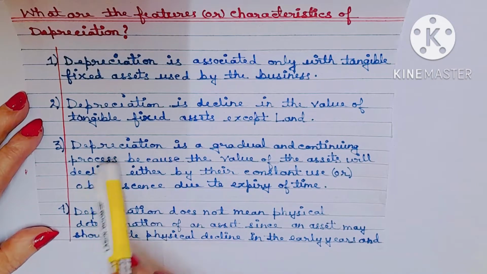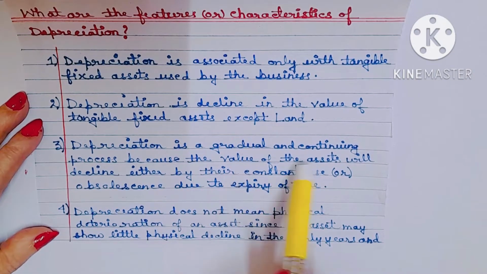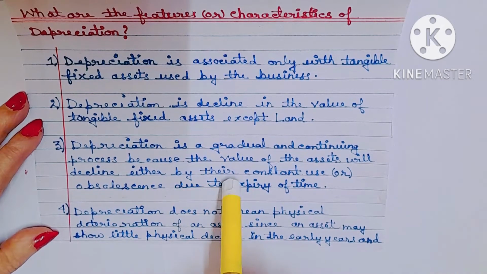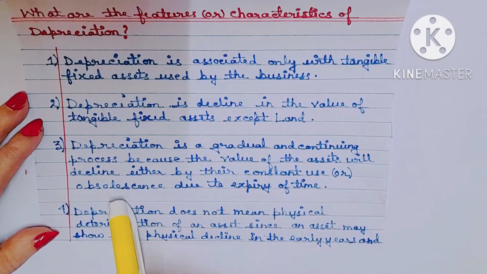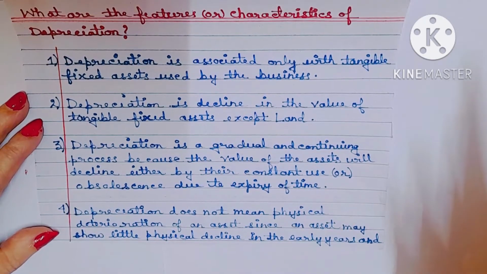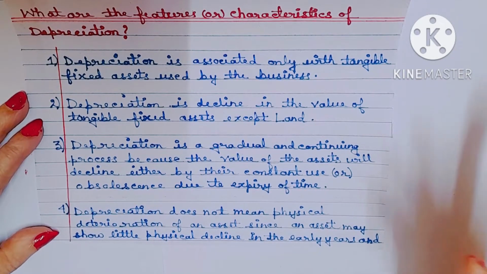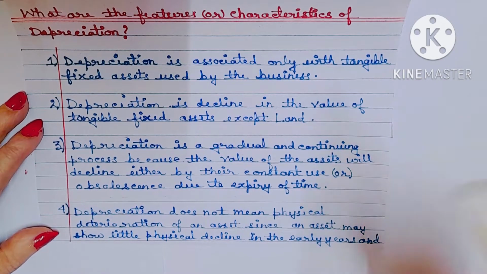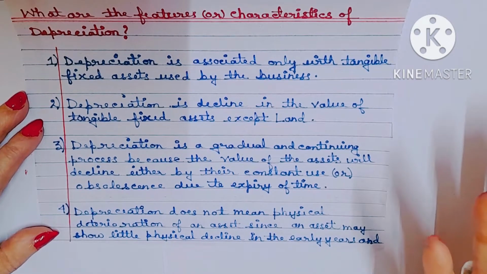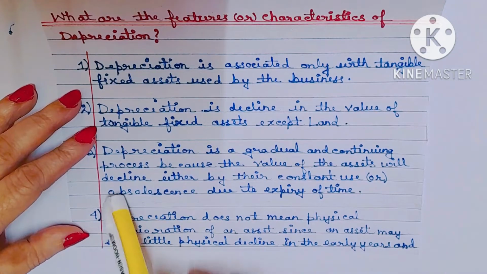Number 3, depreciation is a gradual and continuing process because the value of the asset will decline either by their constant use or obsolescence due to the expiry of time. Depreciation means what? Every day, due to the constant use of the plant and machinery or any other assets, the value of the asset will decline its utility value. Understood? Now, what is obsolescence?